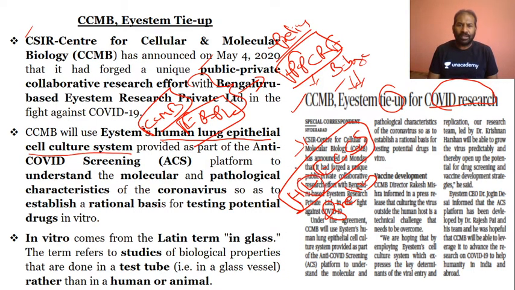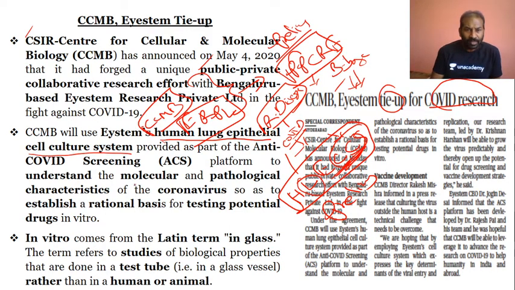Why lung? Because SARS-CoV-2, or COVID, is a respiratory disease. That is why it will use the human lung epithelial cell culture system. So the CCMB is using the cell culture system of the lung epithelial cells, from the lungs. So that is very important from the prelims point of view.